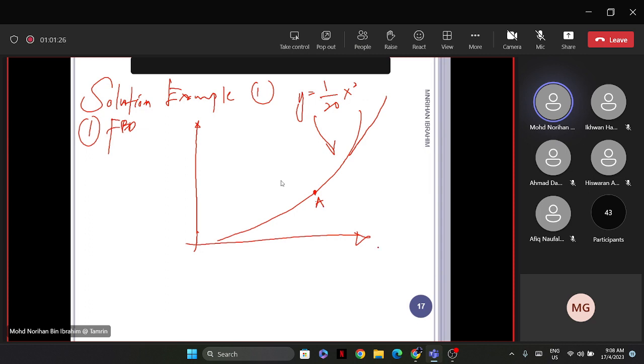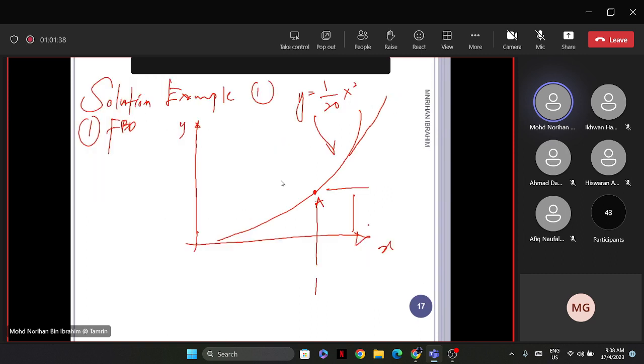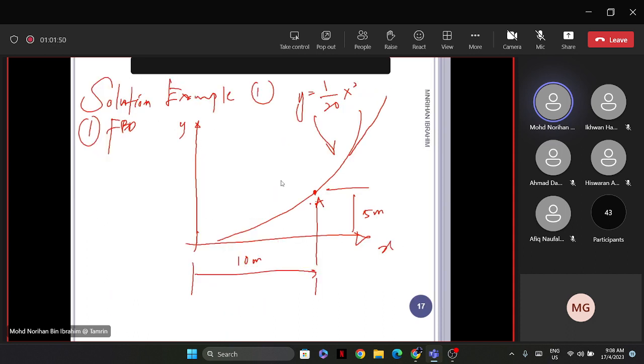So if we look here, it has the axes of x and y. So y is equal to, at A, y is equal to 5 meter. At A, y is equal to 5 meter and x is equal to 10 meter, right? Okay. So again at A, it has the velocity v equal to 6 meter per second, vA.